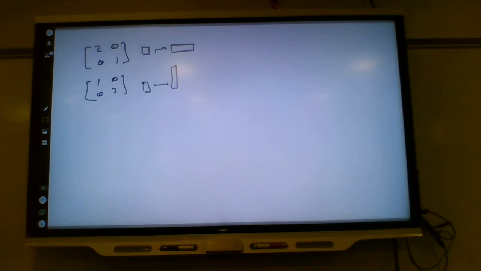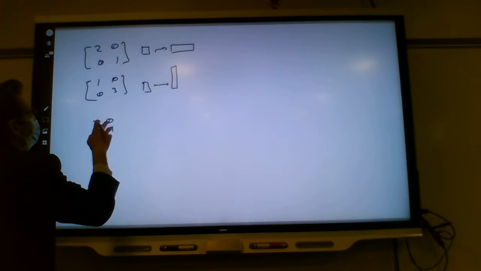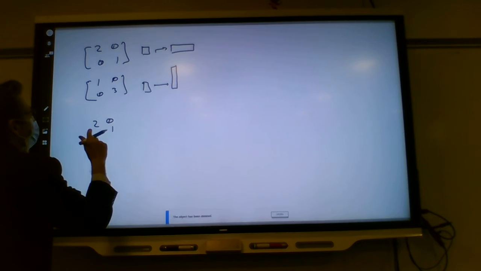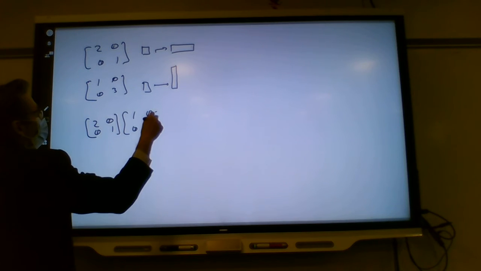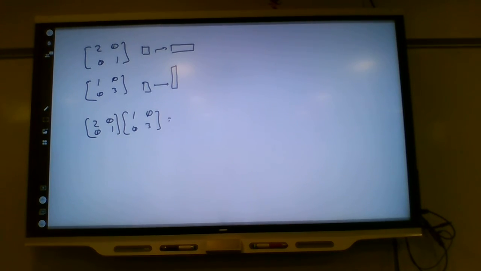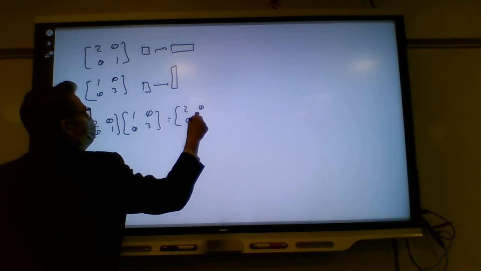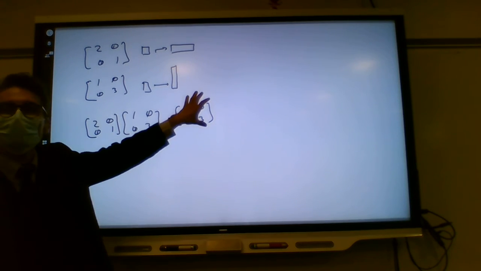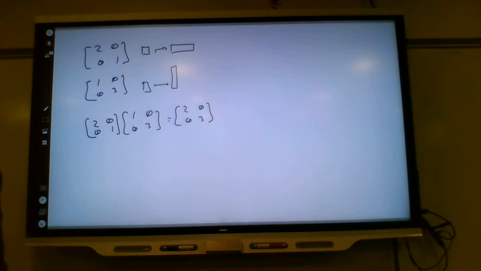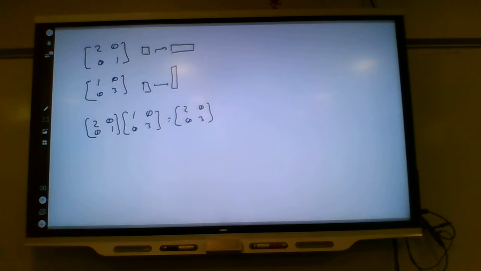2, 0, 0, 3. Yeah, we could multiply these two together. And what happens if we multiply those two together? You get 2, 0, 0, 3. And so those two actions can be combined at once in this way. Then what happens? Our original little square becomes a great big rectangle.